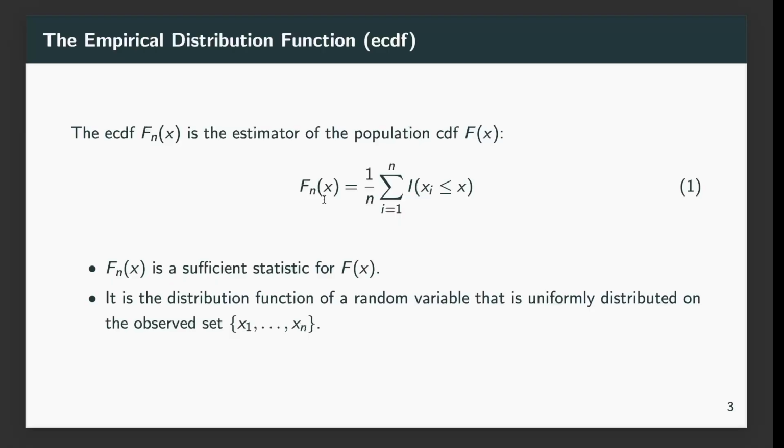Let's say we have a sample of n observations, x1, x2, all the way to xn. The ECDF at any value x is equal to 1 over n times the sum from i equal to 1 to n of the indicator function of xi less than or equal to x. Basically, this means that F_n of x is the proportion of sample observations that are less than or equal to x.